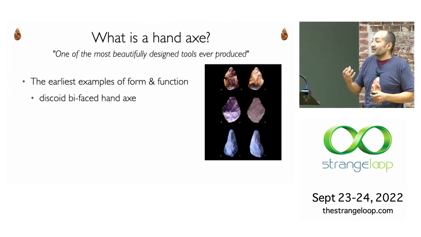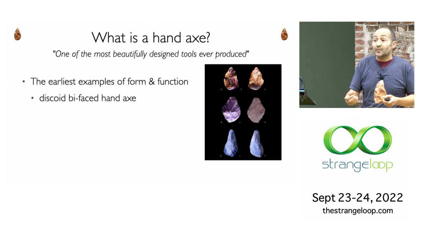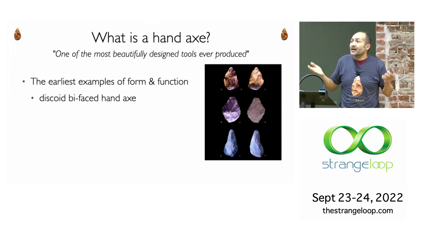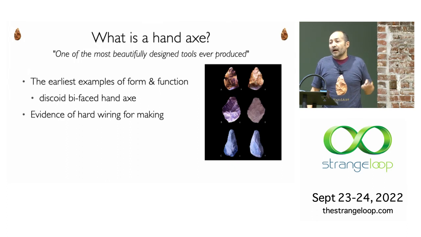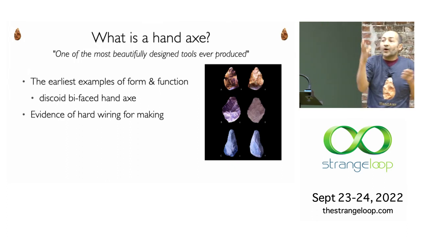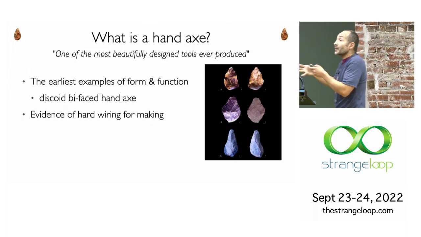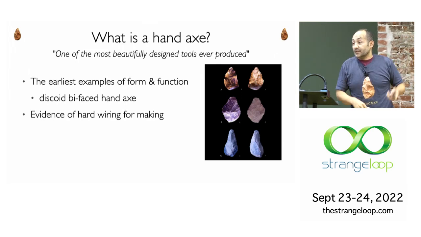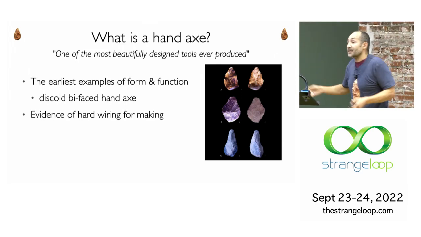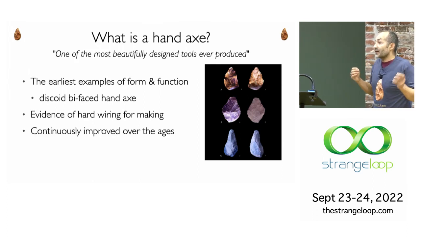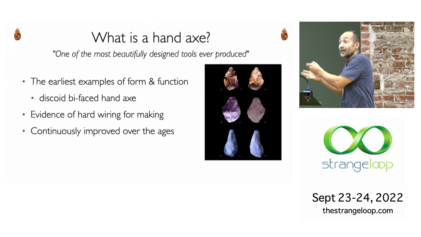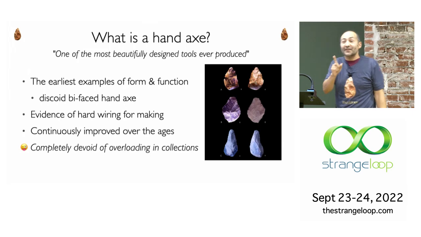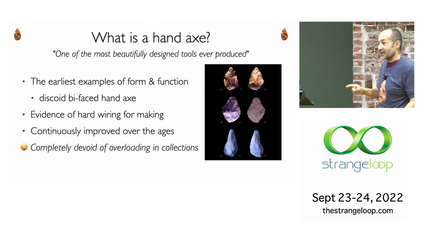We have these things called discoid biface HandAxes, which are clearly unusable. They will cut you if you try to use them. But people were making them for fun and beauty 600,000 years ago. There's some evidence that this is hardwiring of humanity for tool making, because you have these disparate groups that didn't have the same culture, and yet what are they making? HandAxes, much like birds of the same species making nests that look alike who've never interacted. They've been continually improved over the ages, and obviously we get all kinds of amazing stone tools as we move through our life. But most importantly, it is completely devoid of any overloading in the collections or computer science space.